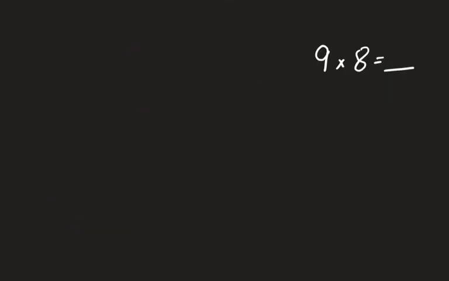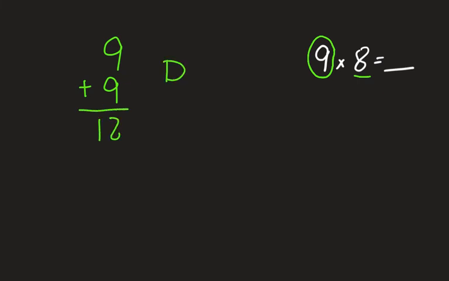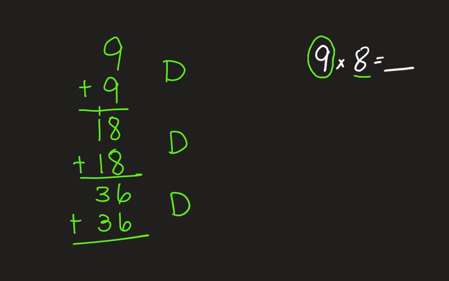If I'm doing 9 times 8, I know that 8's the boss, so I'm going to double, double, double that 9. 9 plus 9, that's the first double, equals 18. 18 plus 18, that's the second double, is 36. 36 plus 36, that's the third double, is 72. Since I have my 3 doubles, I know my final answer is 72.